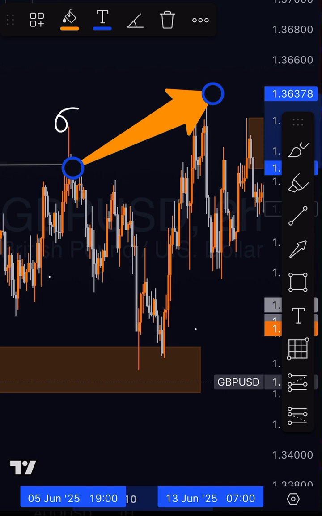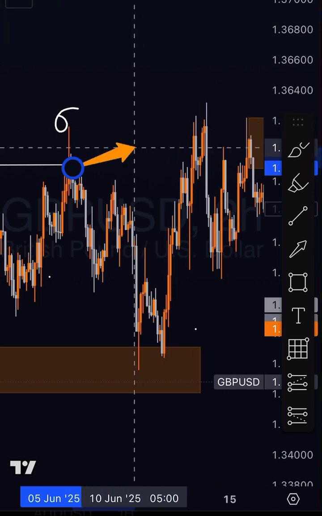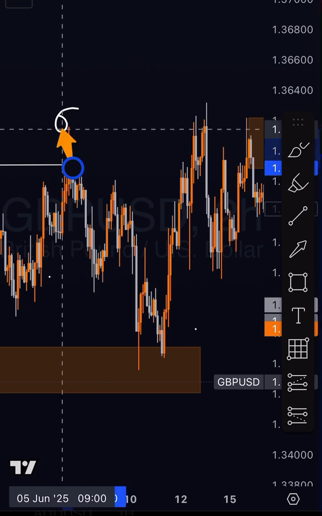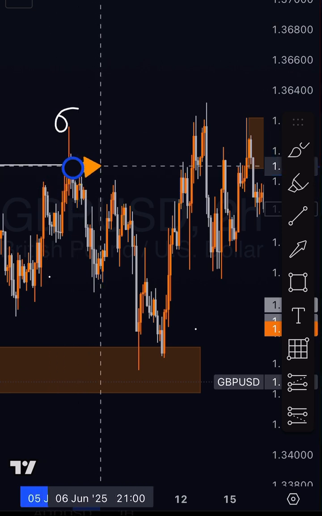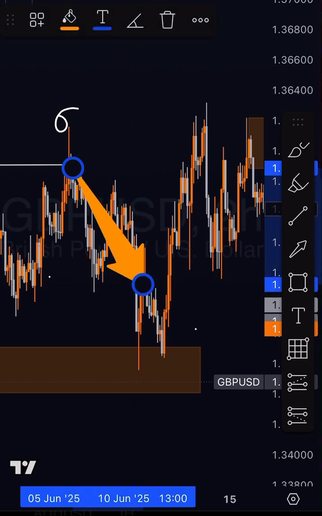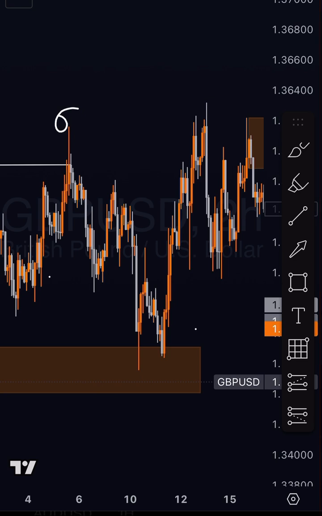By the way, when you buy from here, the strategy should be like the previous high. When you're in a downtrend, it means the previous low. So, on to the next now.